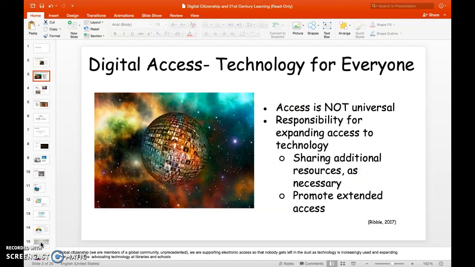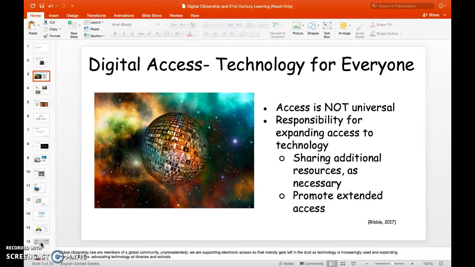Mike Ribble divided digital citizenship into 9 different components. The first of these is digital access, technology for everyone. So we are part of a global community, which is unprecedented throughout the course of history. So we are not just American citizens, we are global citizens. And as such, we have a responsibility for expanding access to technology so that it is a universal tool that can be used by anyone.